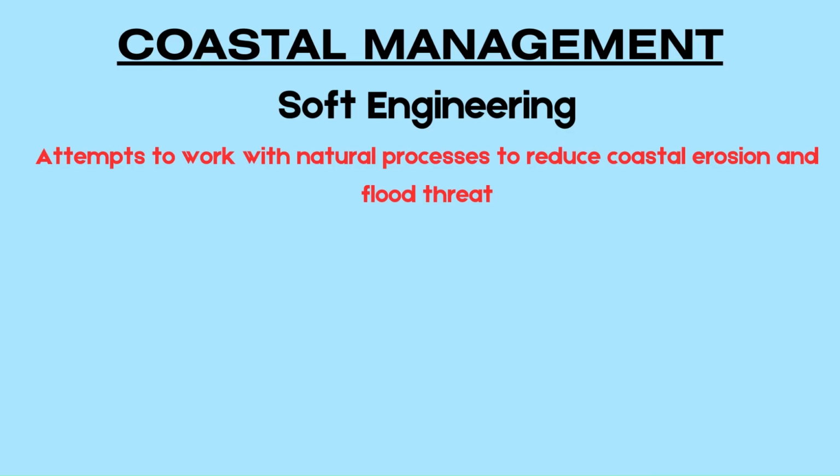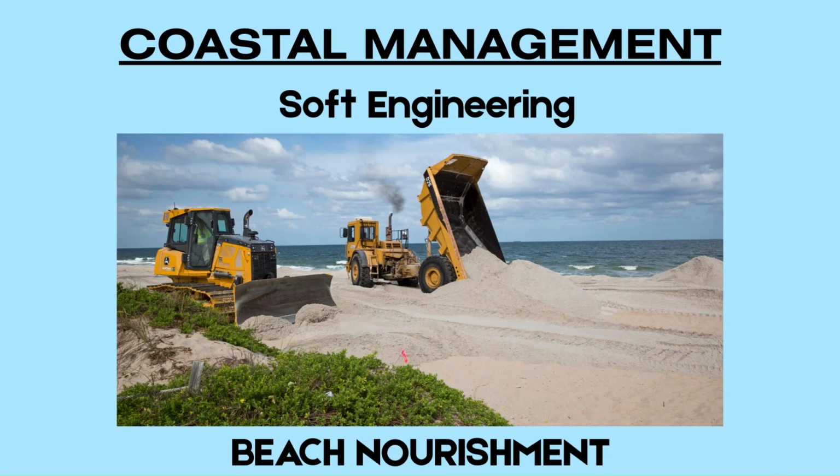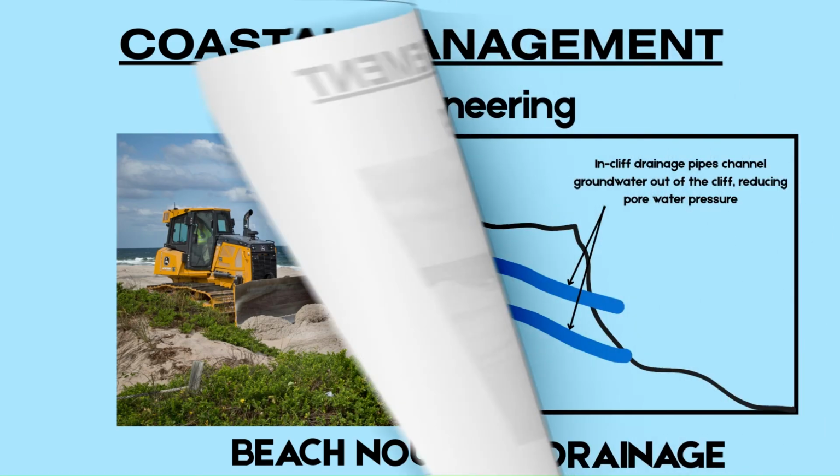Now we will explore methods of soft and hard engineering. Soft engineering attempts to work with natural processes to reduce coastal erosion and flood threat. Firstly, beach nourishment. This is where sediment lost by erosion or longshore drift is replaced. This means that the beach can protect the coastline by reducing wave energy and erosion. The cost is replacing sediment every few years.